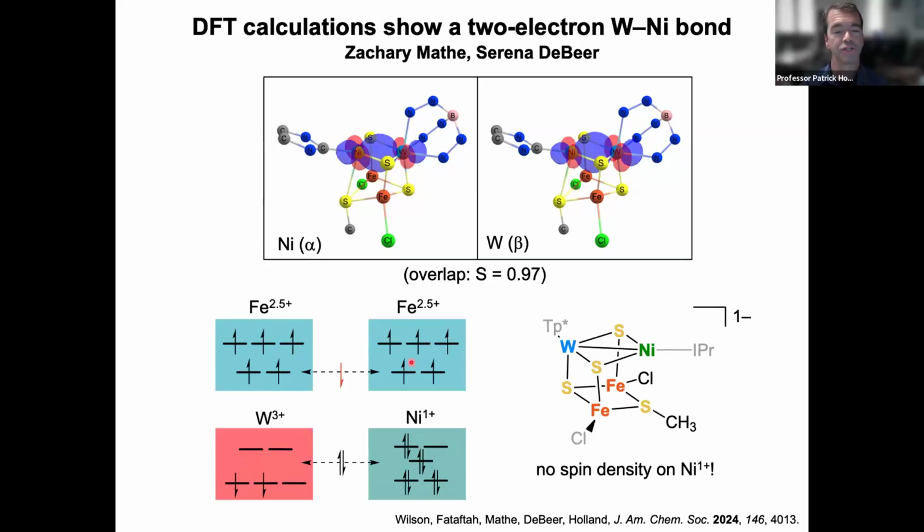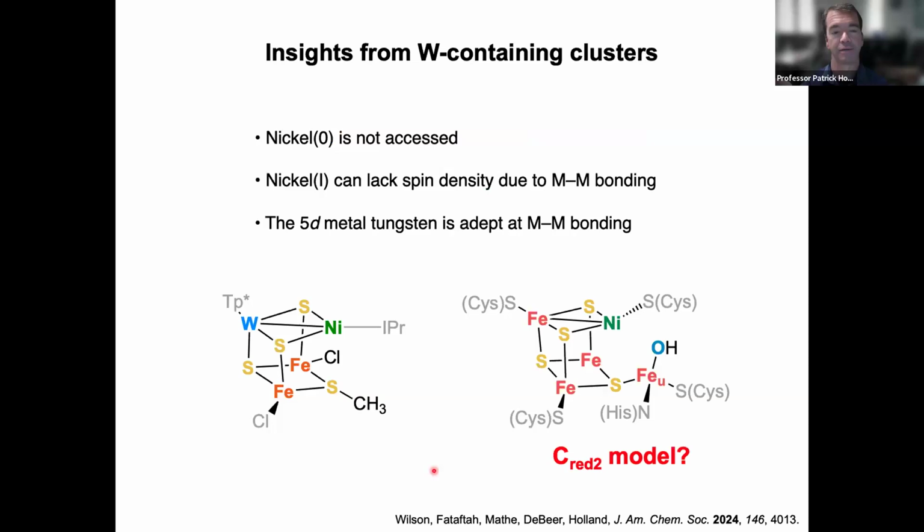So our overall picture that we end up with of this interesting cluster here is that we have 2 iron sites. I sort of skipped over the data that support this, but these would be a mixed valence pair and have 1 delocalized electron between them. And then the tungsten and nickel sites would have a metal-metal bond. And this enables the nickel basically to store an extra electron in the form of a metal-metal bond.